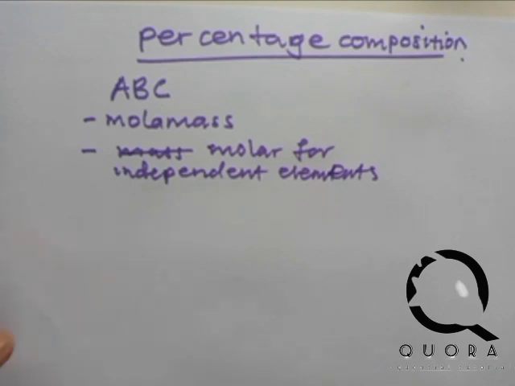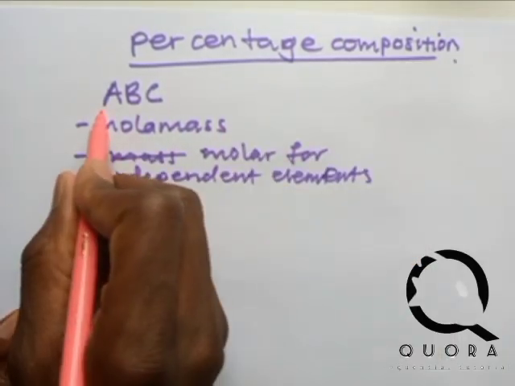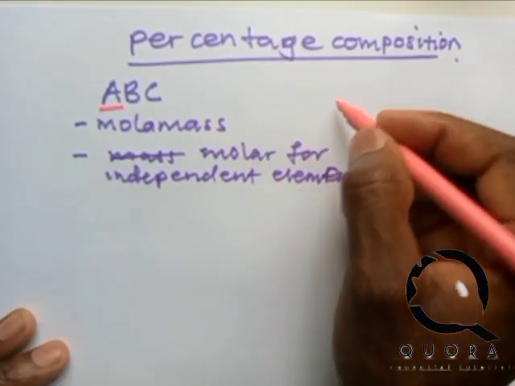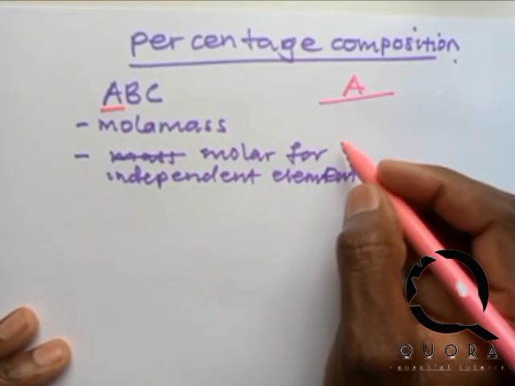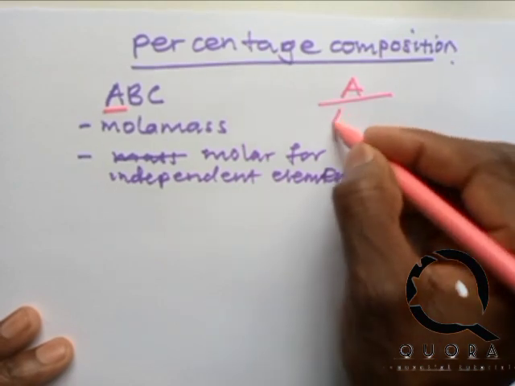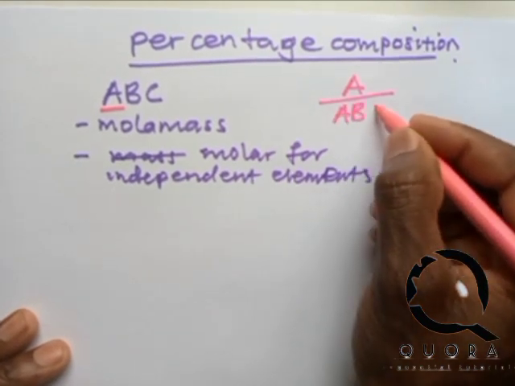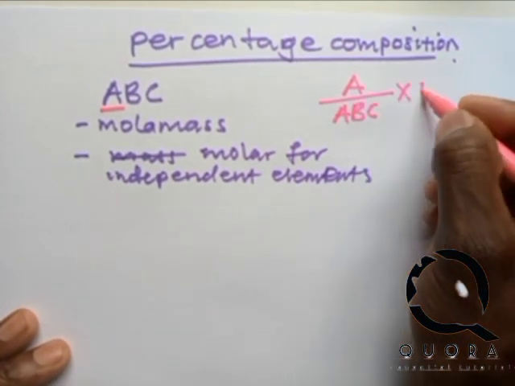Now to find the percentage, you know that percentage must always be multiplied by what? 100. So if you want to calculate the percentage composition for A, first of all, you need to analyze what is the molar mass for that same element. The percentage composition for A is going to be the molar mass for A divided by the total molar mass for the compound, which is ABC, multiplied by 100%.